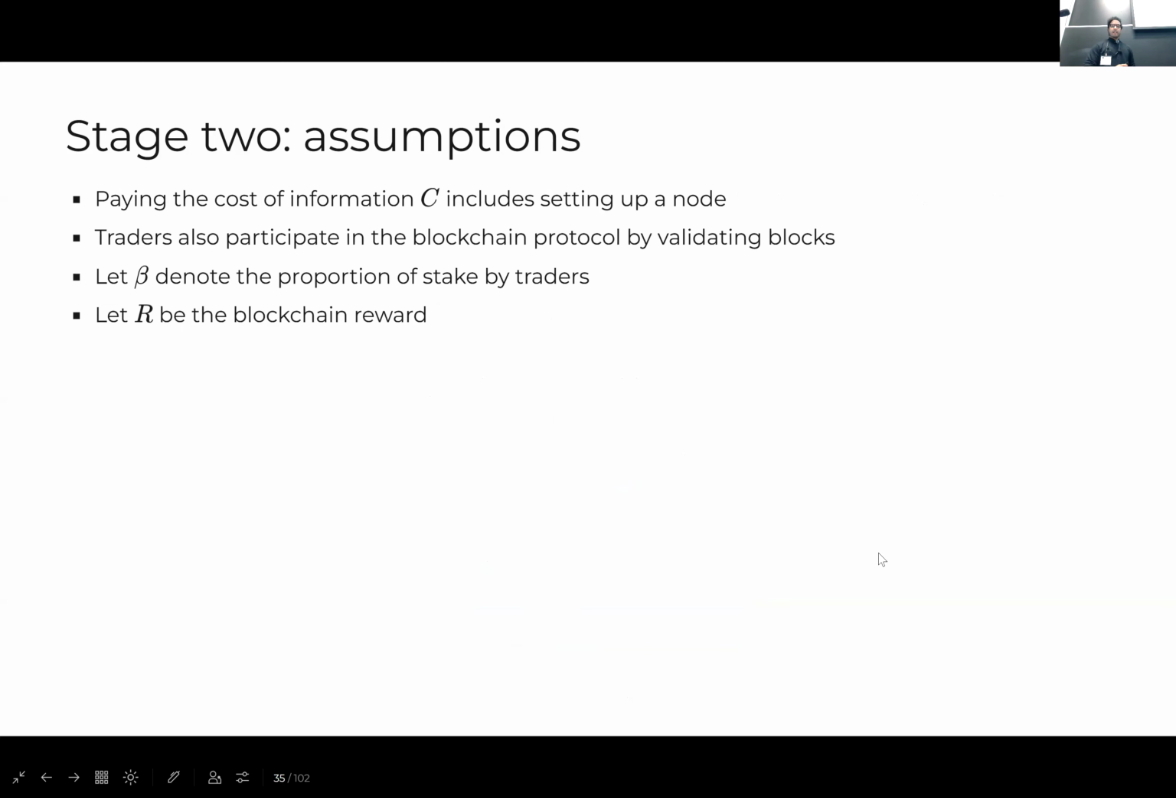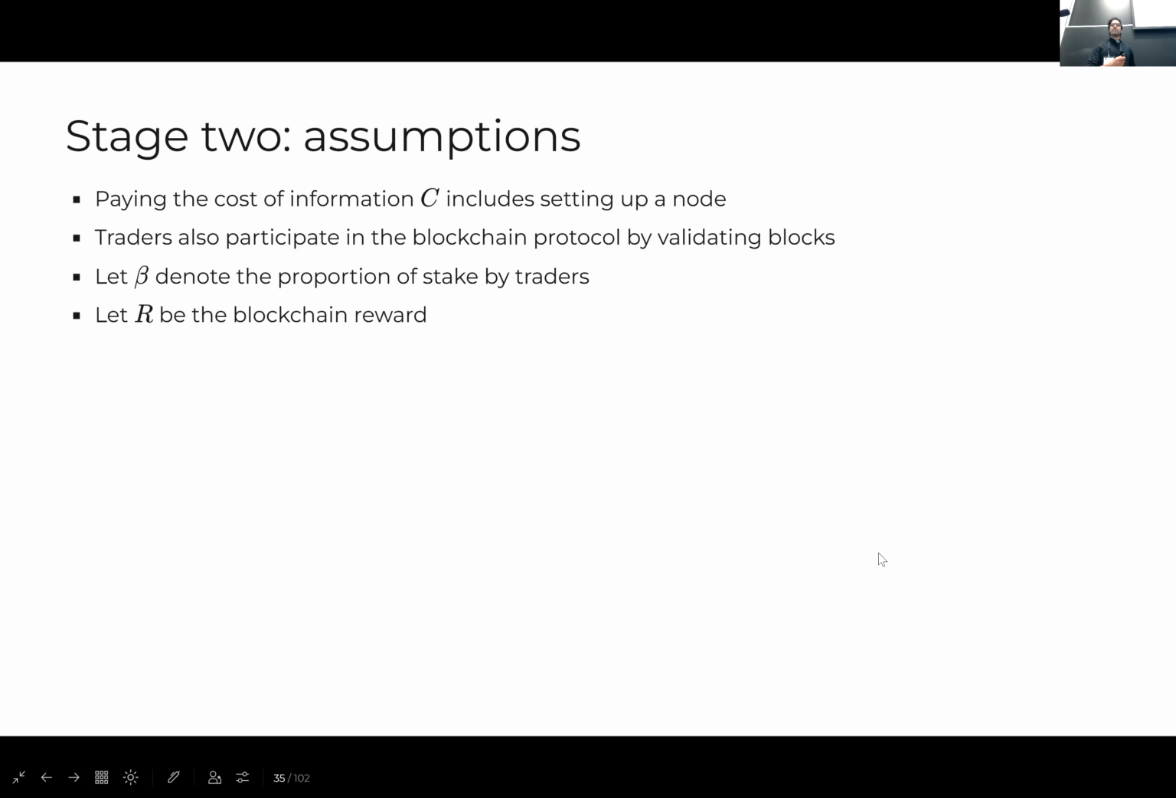So I, as a trader who's competing for queue priority in the block, am paying a cost for information, C, and this includes setting up a node. If you know anything about setting up a node in a blockchain, then it becomes easier to participate in the blockchain protocol. So I'm just assuming that if you are an informed trader, then you're participating in the blockchain protocol, which means validating blocks, and that gives you rewards.